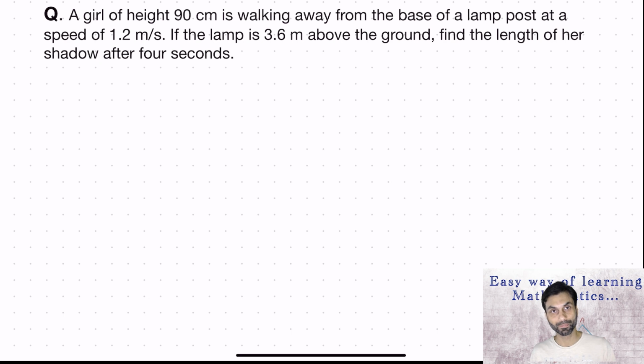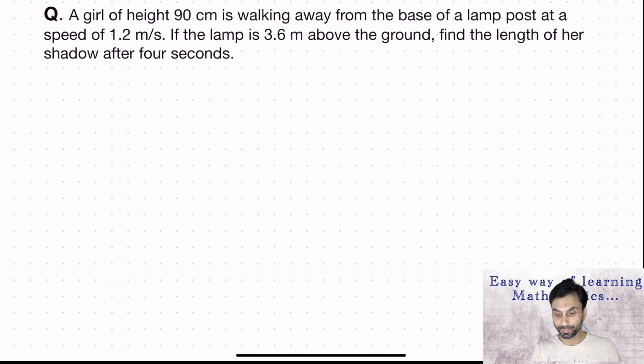Now let's start with the first question, which is: a girl of height 90 cm is walking away from the base of a lamppost at a speed of 1.2 meter per second. If the lamp is 3.6 meter above the ground, find the length of her shadow after 4 seconds.